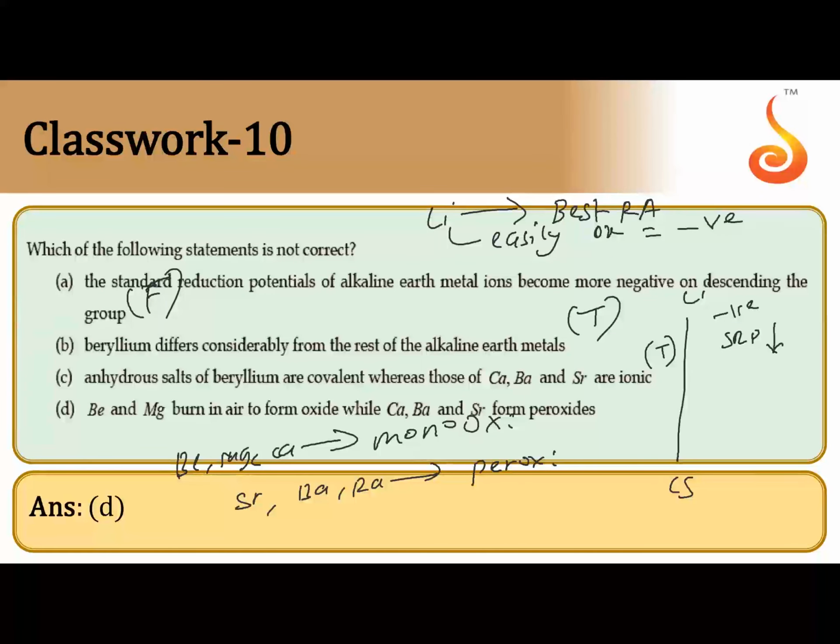Udit Kumar, I am coming to your doubt. Higher the reducing agent, higher the negative value. We can determine the reducing agent easily. Udit, you are also right, but the question is related to alkaline earth metals. It is not related to alkali metals. Therefore, the statement you have told is true for alkali metals, not for alkaline earth metals. Kindly note it down.